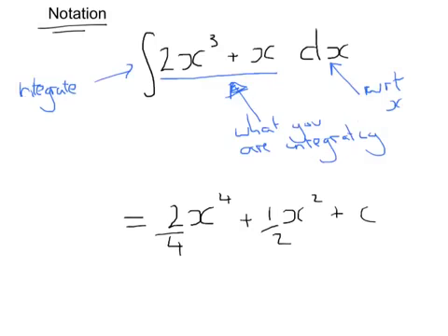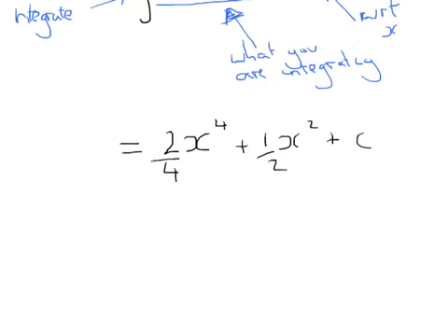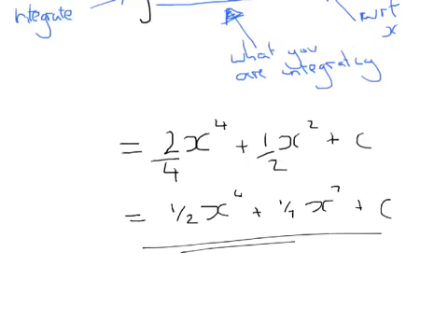So then I tidy that up. Hopefully you can see where I've got all this from using the formula I've just given you. Equals 2 over 4, I can tidy up to a half. Half x to the 4 plus a half x squared plus my constant of integration. And that would be your answer.